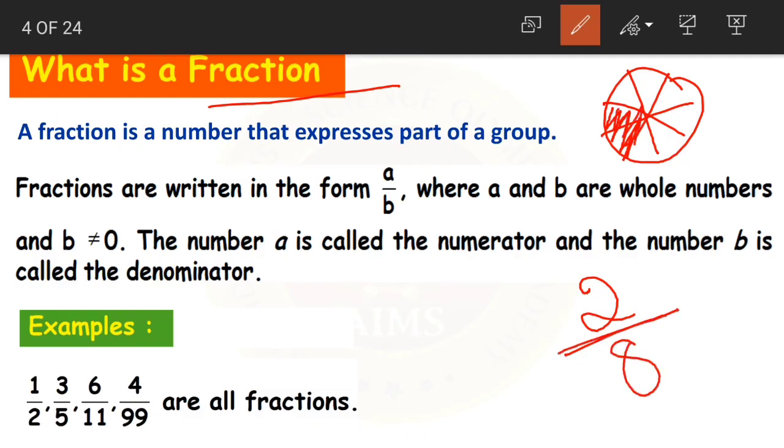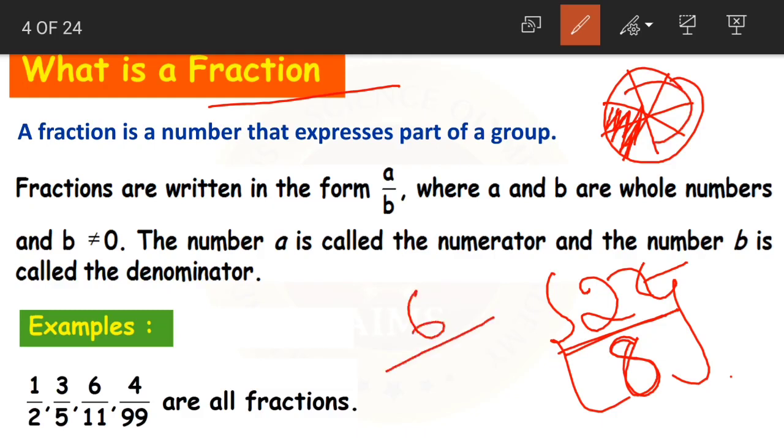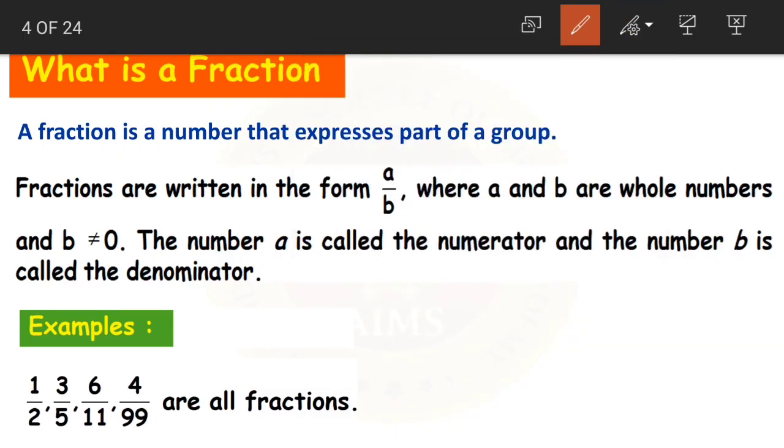2 parts out of the total how many parts were there, students? 8, right? The cake was cut into a total of 8 parts and 2 parts were eaten. So 2 by 8 becomes the fraction representing the portion of cake eaten. And the portion of cake remaining? We have 6 pieces left, divided by the total number of pieces, 8. So 6 by 8 is the fraction of the cake that is remaining. We used a fraction for expressing a part of a group.